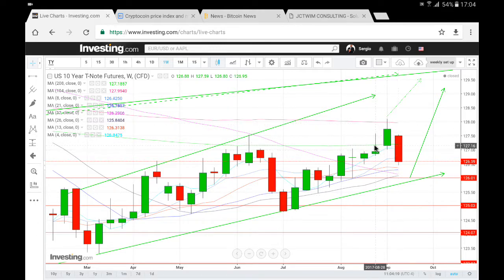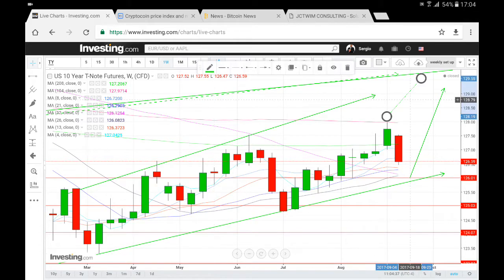You see over here, that's your 208 week moving average in green. 4 weeks moving average, 8 weeks moving average, and boom, going back down to retest our 52 weeks moving average in convergence with the 13 weeks, 21 weeks, and 26 weeks moving averages, and also to retest that particular channel's support over here. So now, if the stock market is continuing to rally, what can we expect for next week?